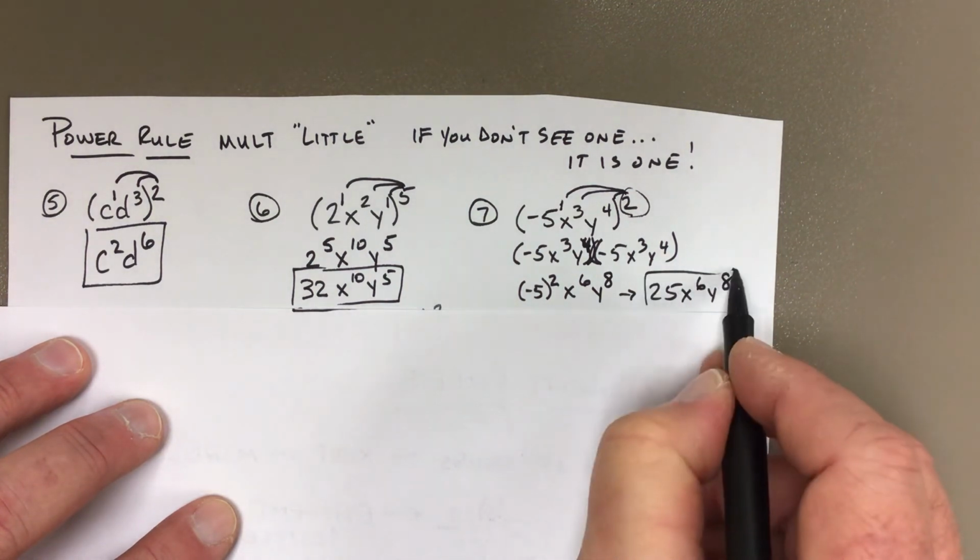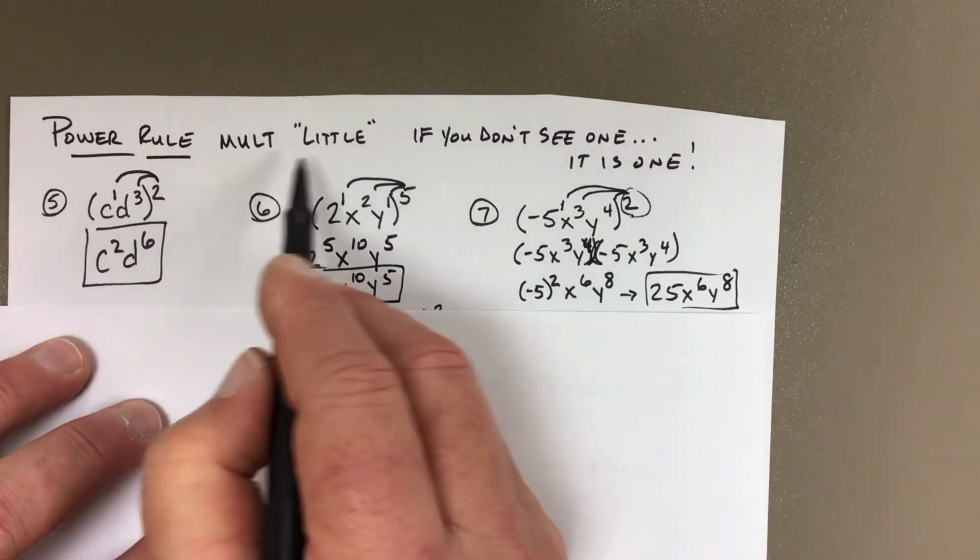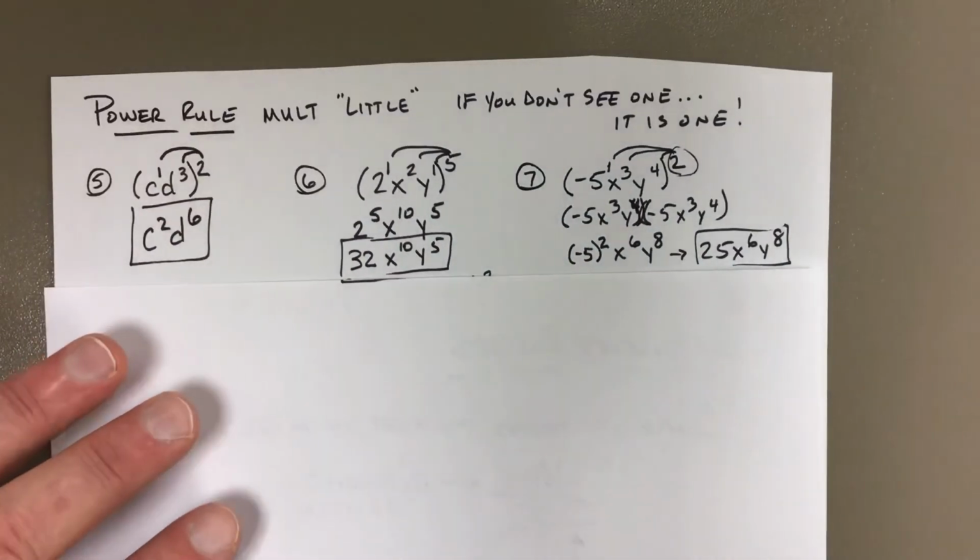All right? So with the power rule, we're going to multiply the little numbers. That's what we're going to do.